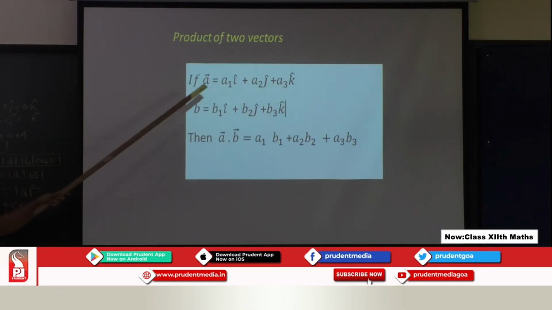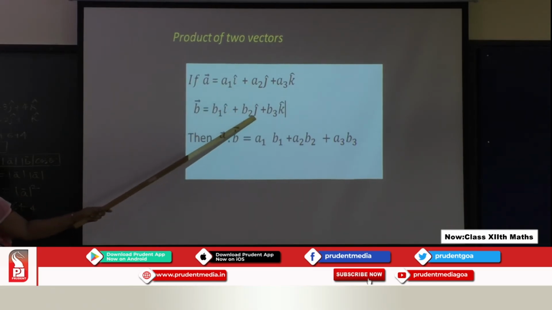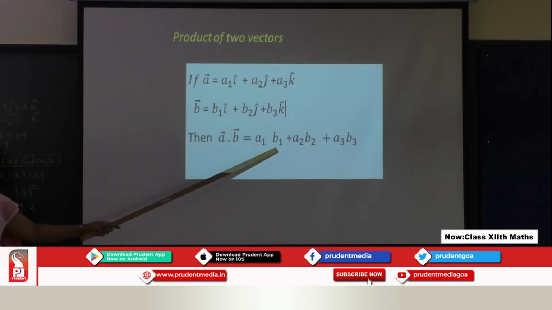So if the vector is given like this, and the second vector B bar is this, to find the dot product you have to multiply A1 B1 plus A2 B2 plus A3 B3 and you will get a real number. That's why it is called scalar product or dot product.